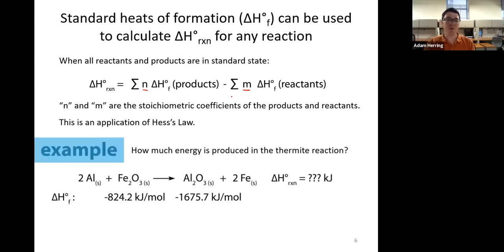So here's an example. How much energy would be produced in the thermite reaction that is listed there on the screen? You're given the enthalpies of formation of iron oxide and aluminum oxide. But we're not given the enthalpies of formation for iron and aluminum. The reason for that is because for elements that are in their standard states, the enthalpy of formation is 0.